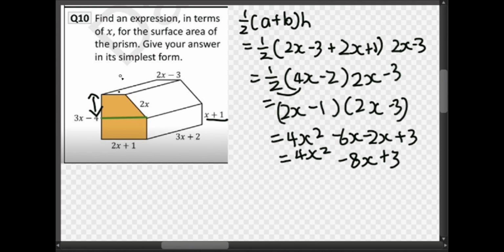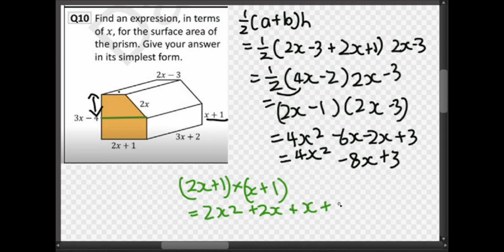Now to find the area for the bottom part is quite simple. Since it's just a rectangle, we just get 2x plus 1 times x plus 1, which will equal 2x squared plus 2x plus x plus 1, which is 2x squared plus 3x plus 1.